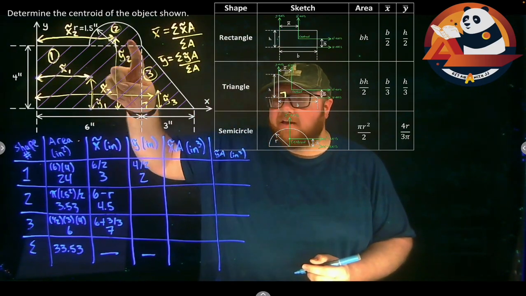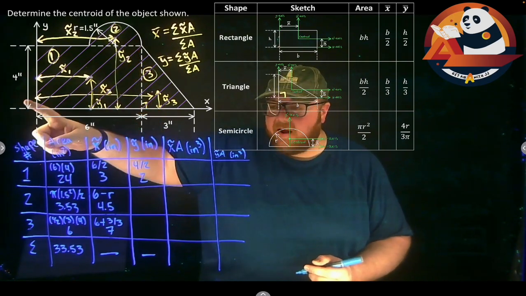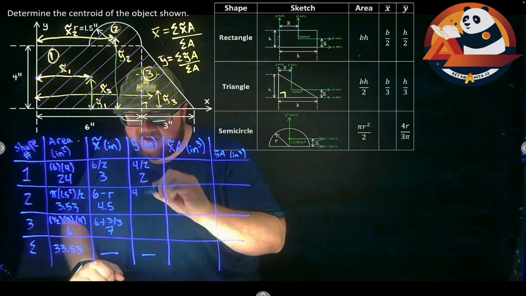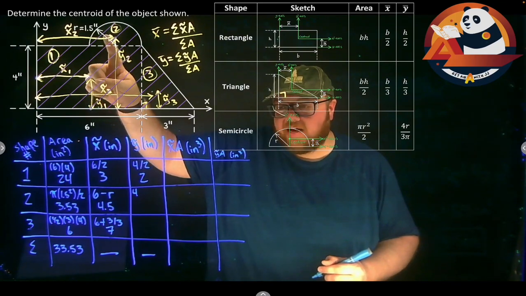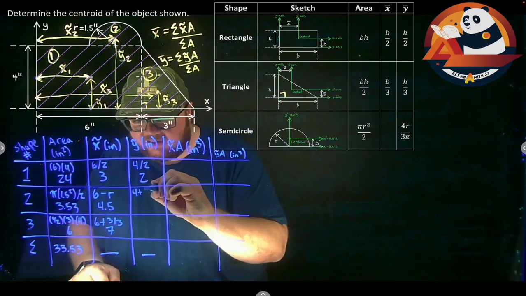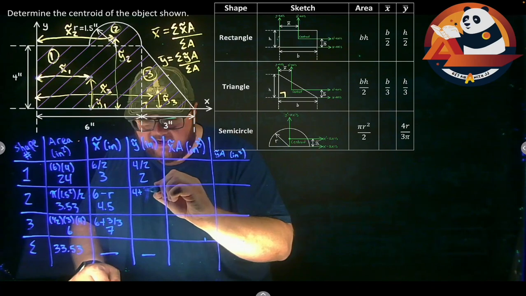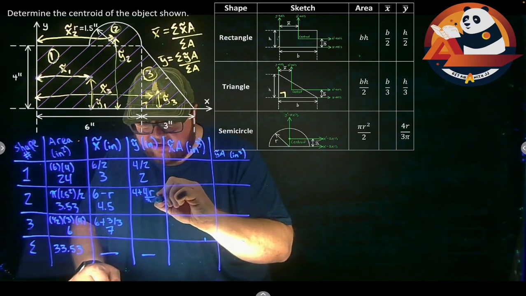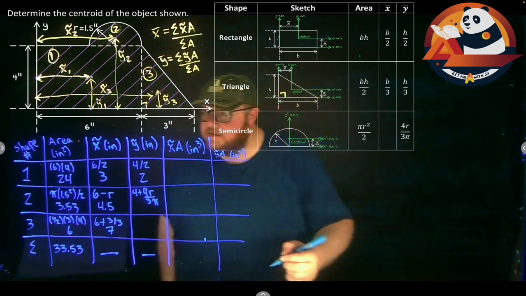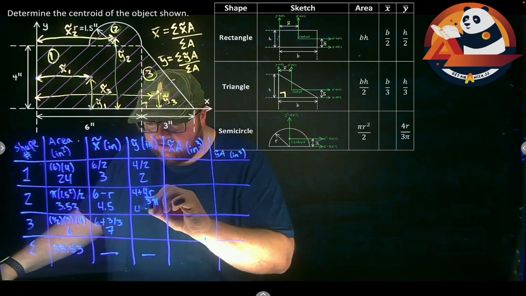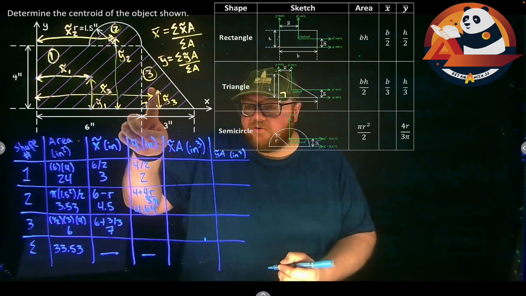But again, before I can apply that, I need to say, what's my distance from x up to the flat side of the semicircle? And that would be my 4-inch distance. So 4, once I get there, I can then apply 4r over 3 pi. What's that extra distance from the flat side to the centroid? So 4 plus 4r over 3 pi, where we know our radius is 1.5, was given to us. This is going to get us to 4.64 inches.